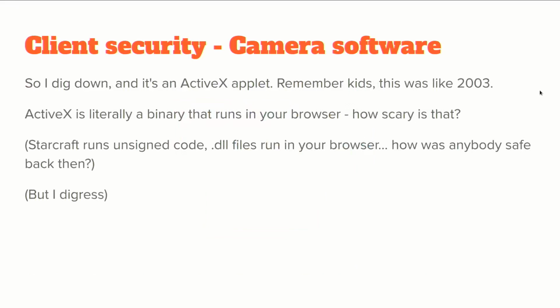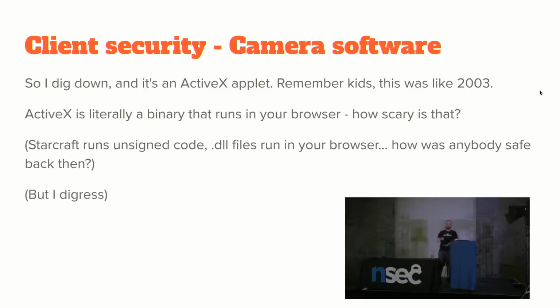Some of you are probably too young to remember ActiveX, but here's how it worked in essence. The website would give you a DLL file that you would load into the process memory of Internet Explorer. It would run machine code in your browser and then do stuff. That's what security was like 10 years ago. Literally code running in your browser. How was everybody not hacked back then?